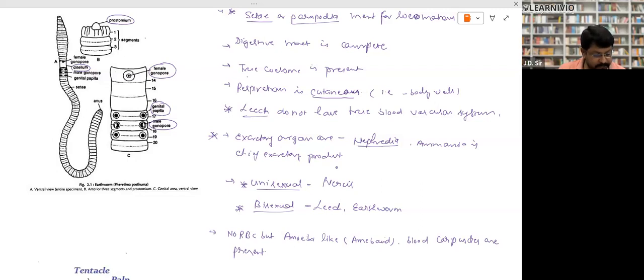which helps in removal of ammonia, which is the chief excretory product. Clear?